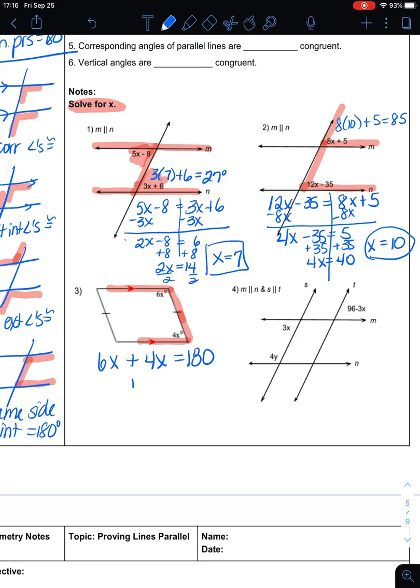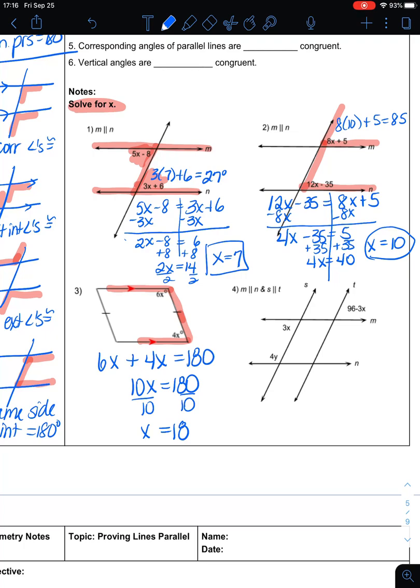Now, you've got your equation set up. All you have to do is clean it up. So 6x plus 4x is 10x. That's 180. If I divide both sides by 10, I get that x is equal to 18.